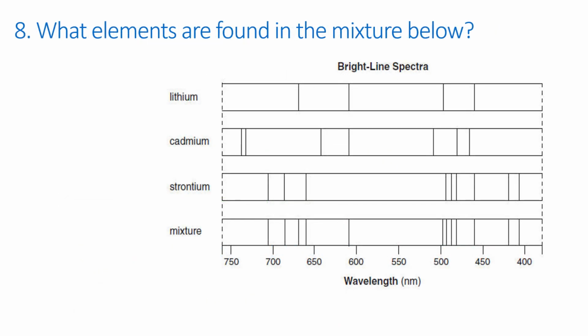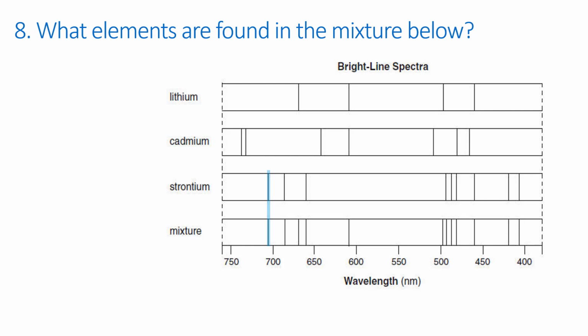The next question asks what elements are found in the mixture below. So the way that we're going to go about doing this is we need to match the lines. And any of the known elements that completely match what I have in my mixture, that lets me know that those elements are present.